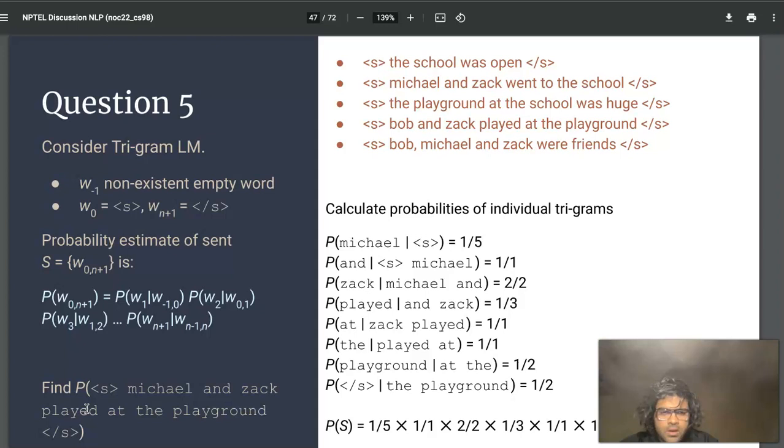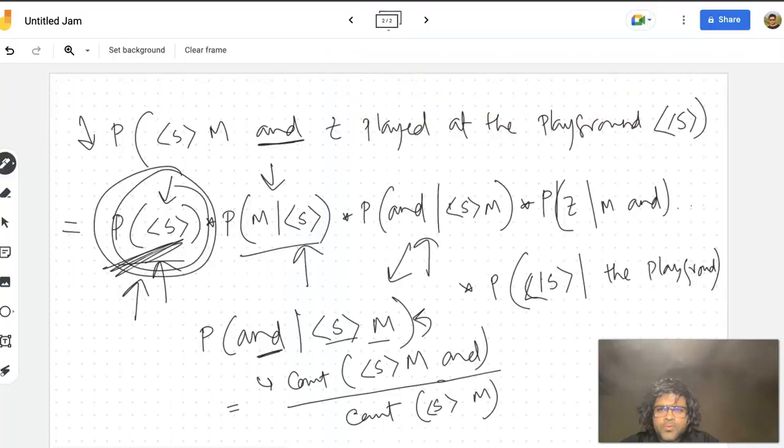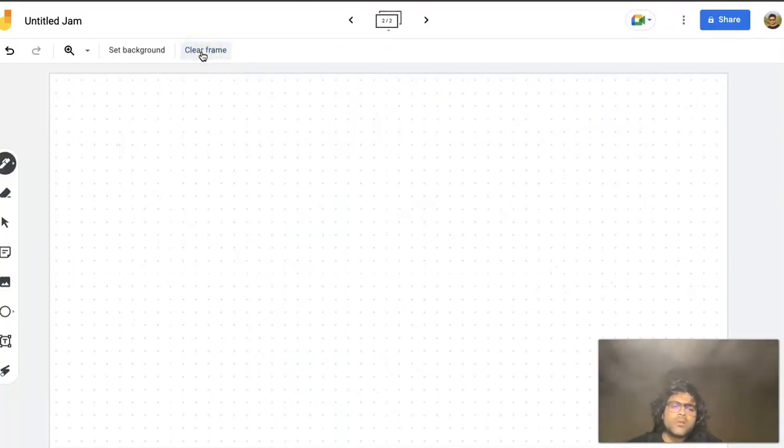Okay, now the next question is the perplexity. Given the same language model, what is the perplexity of the sentence? I hope you know the formula of the perplexity. The perplexity formula is quite simple.